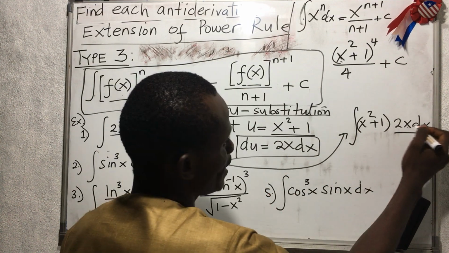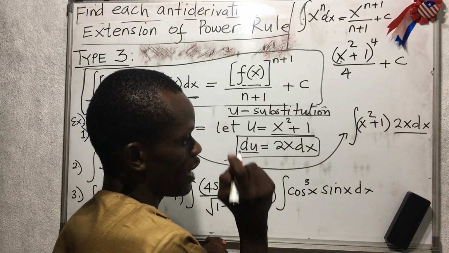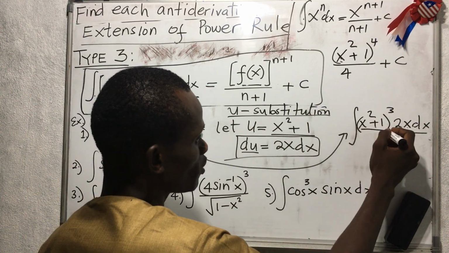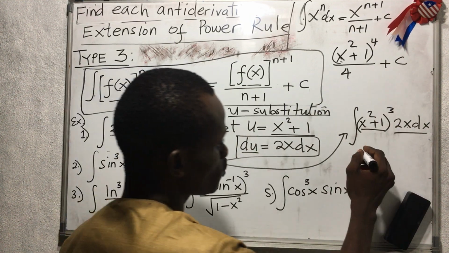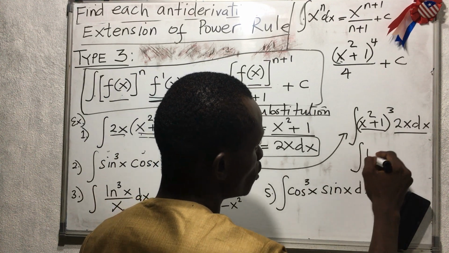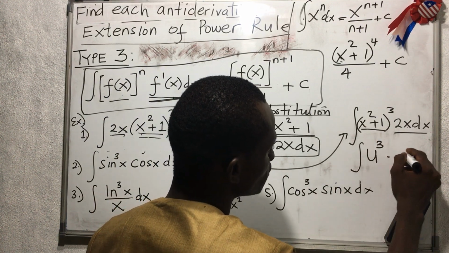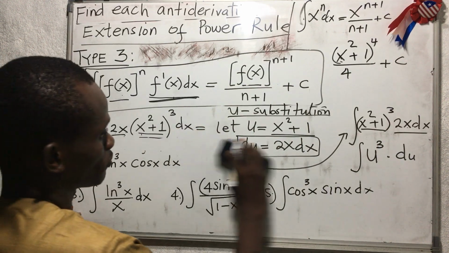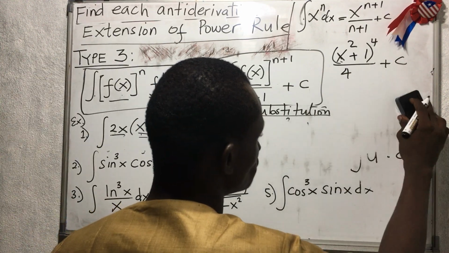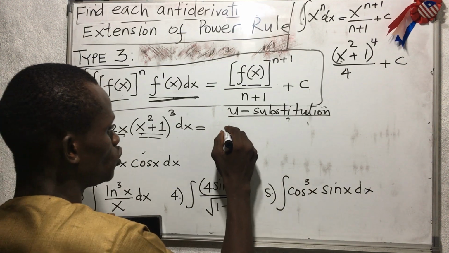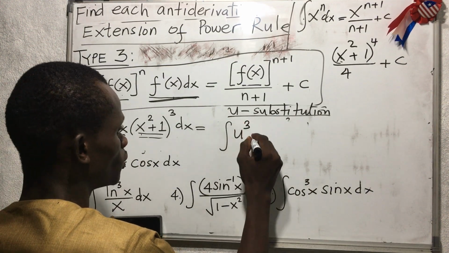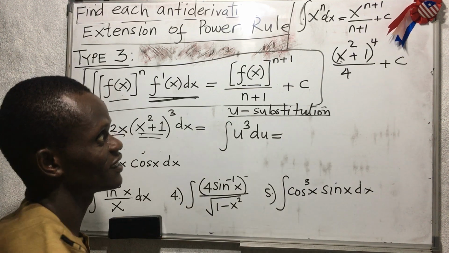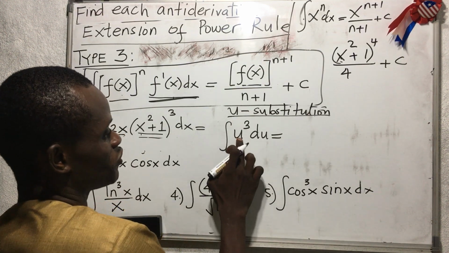So anywhere we see 2x dx, now we're going to put du. And where we see x squared plus 1, remember this thing is raised to the third power, we'll put u. So this whole thing now leads us to u cubed times du. Very, very easy now to integrate. The integral of u cubed times du. So let's integrate this. The integral of u to the power n.